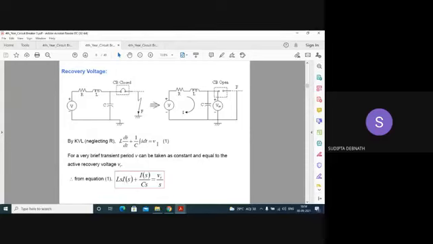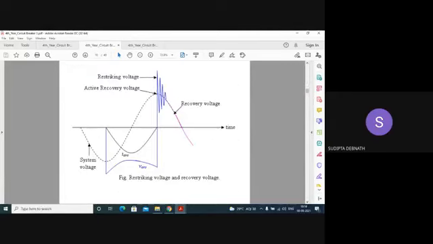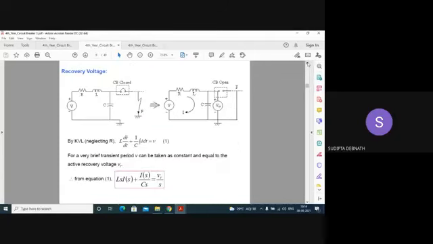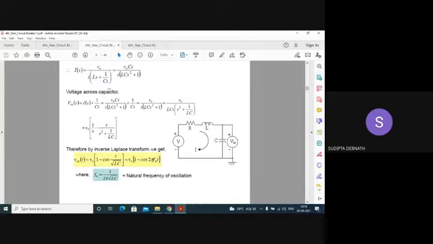This is constant at a particular value of voltage. Here, this is the active recovery voltage. It has a fixed value, so it is V_R by s. Then by taking the Laplace transform, this one will be there. What is V_R(s)? V_R(s) is the voltage across the capacitor. This voltage will be the voltage across the circuit breaker contacts. So I(s) into 1 by Cs. Ultimately you will arrive at this equation. Now taking the inverse Laplace transform, we will get this value. Please do the inverse Laplace transform by yourself, because you have done enough of it.